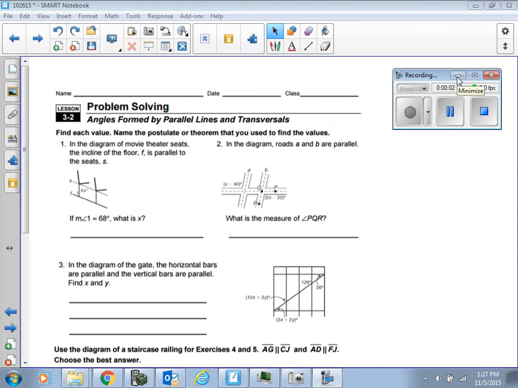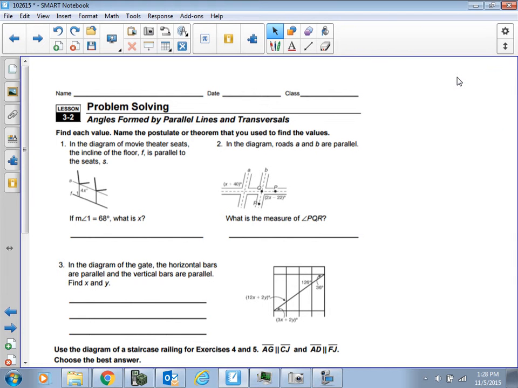Okay, here is the geometry homework that you had, and I'm going to go over a good bit of this, so if you happen to watch this video, it's going to be a good thing for you. So let's look at a couple of these problems.